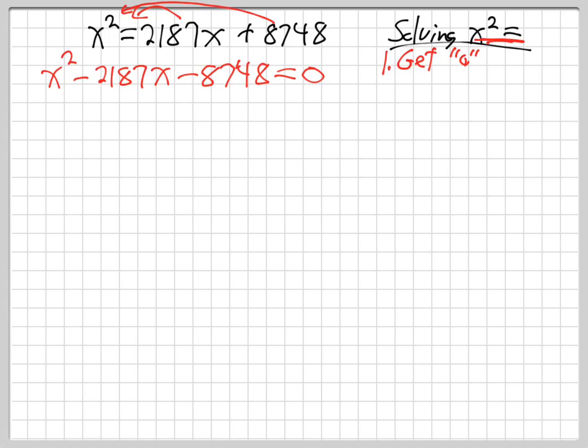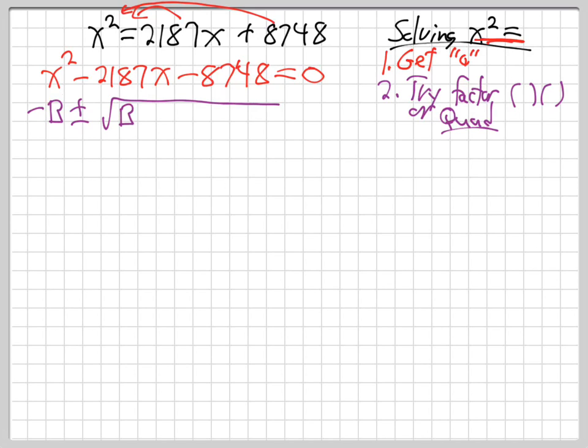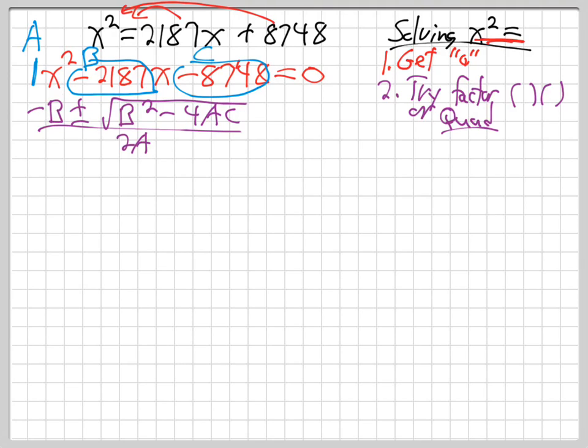Step 2, you can try to factor with the parentheses, or we don't want to factor. Use the quad. This one's going to be much better with the quad. So I'm going to use the quad. Negative b plus or minus the square root of b squared minus 4ac all over 2a. So let's quad it. So the a here is 1. The b is this negative 2187, and the c is this negative 8748.